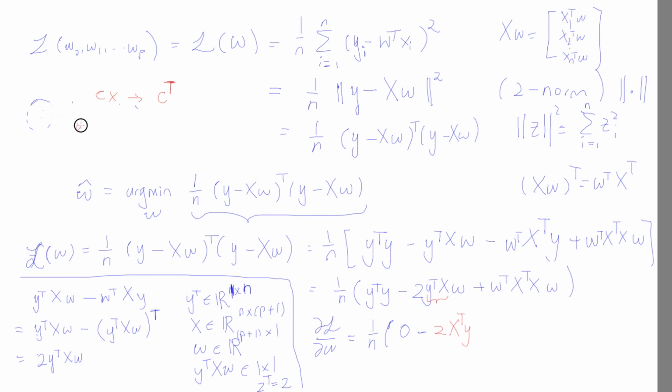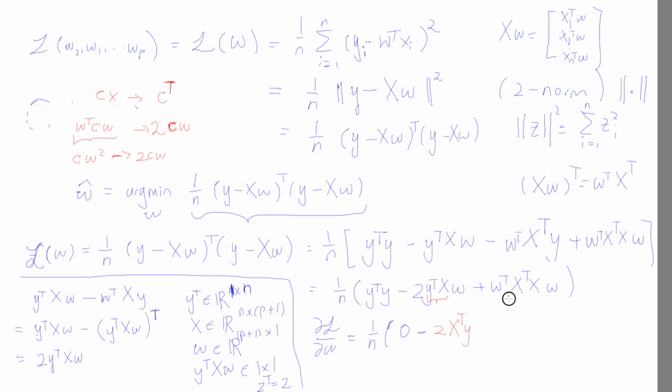What about w transpose C w? This is just like having c w squared if we were dealing with normal numbers, with single variable calculus. And how do we do that? Well, it's just 2cw. So here we're going to get 2cw as well.